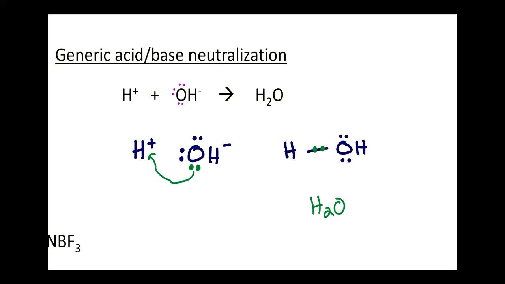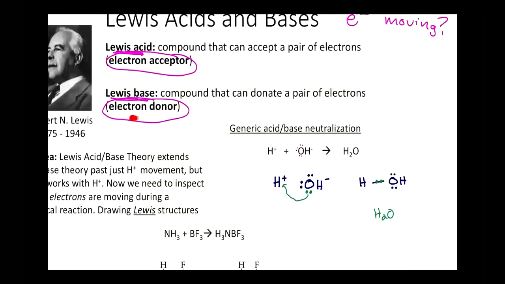Now let's think about that definition of Lewis acids and bases and how electrons are moving. What substance is doing the electron donating? OH-, yes, that's doing the electron donating. Remember, Lewis bases are electron donors. What substance is accepting those electrons? H+. H+ is an electron acceptor. It's a Lewis acid.